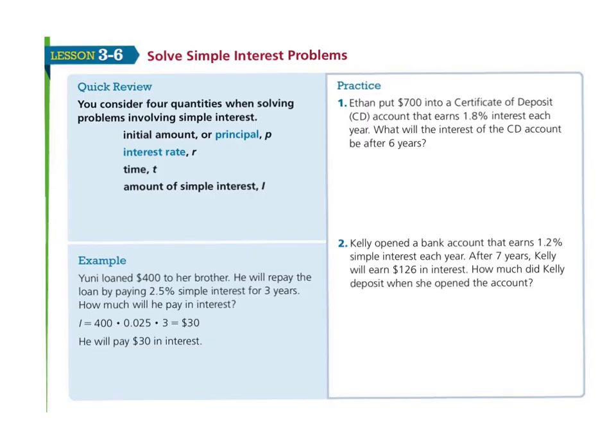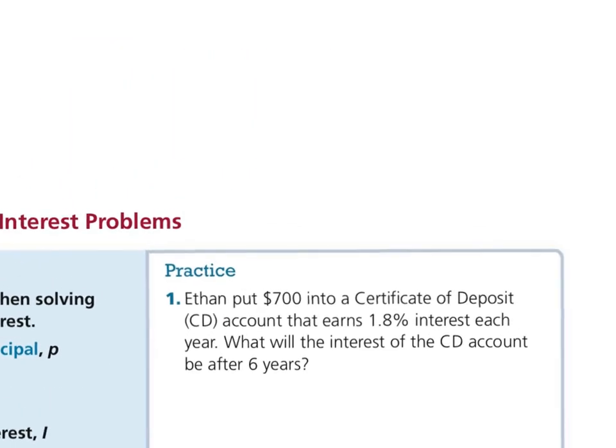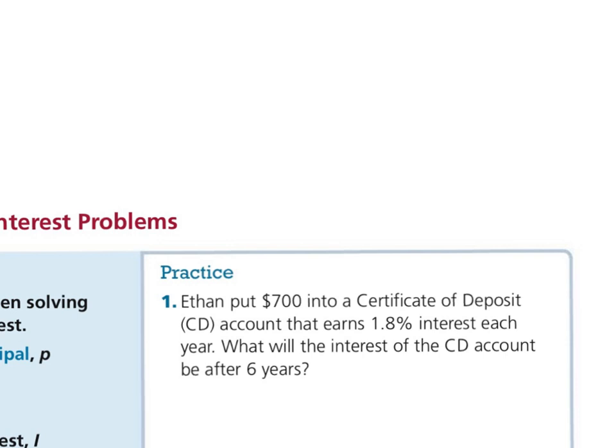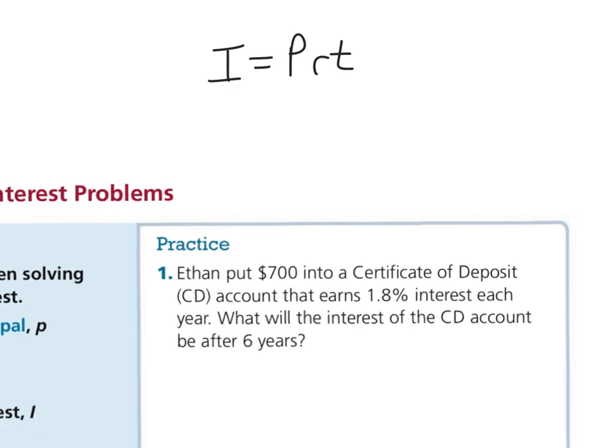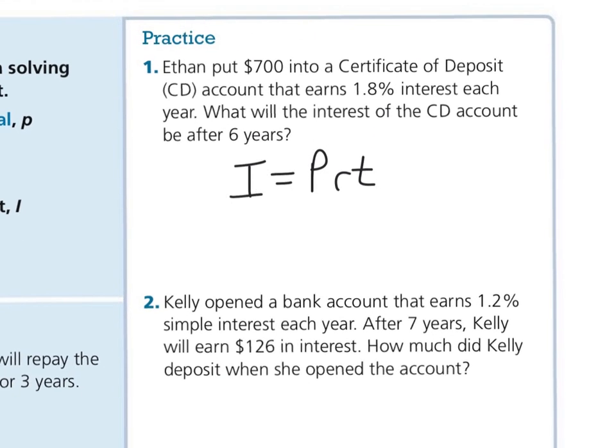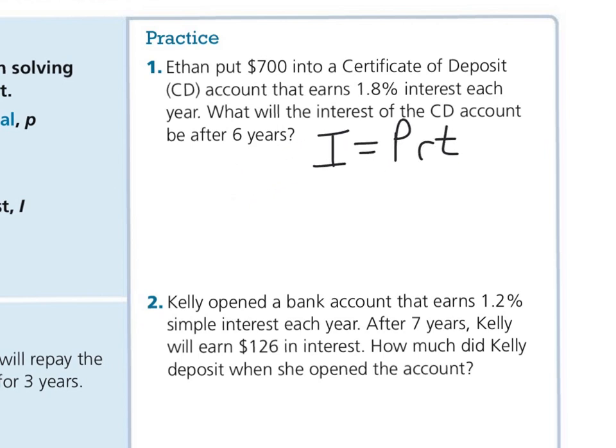Lesson 6 was on simple interest problems. For the simple interest problems, you might remember we did a little differently than the book. We used the formula I equals PRT. I was the interest. P was the principal, which was the amount of money we borrowed or invested. R was the interest rate as a decimal, and T was the time in years.